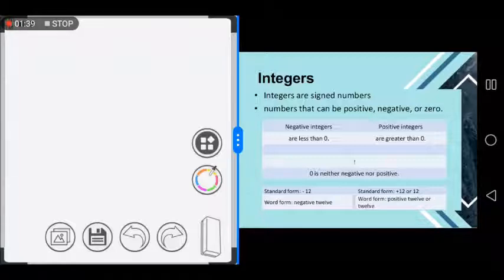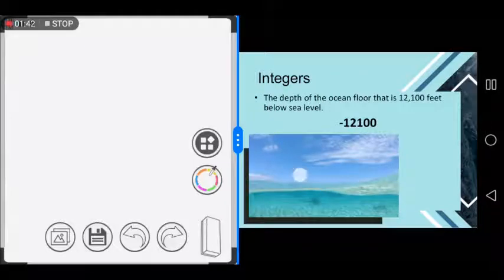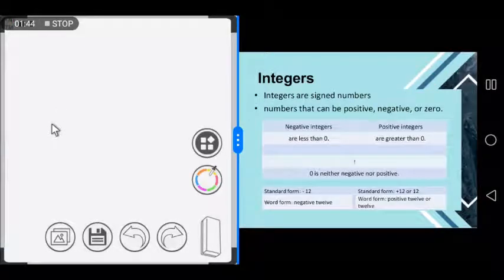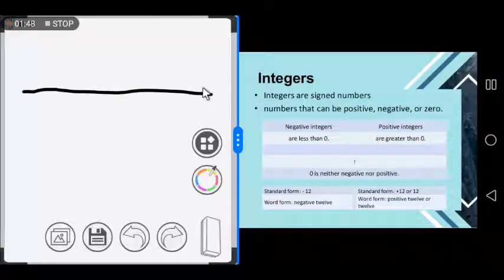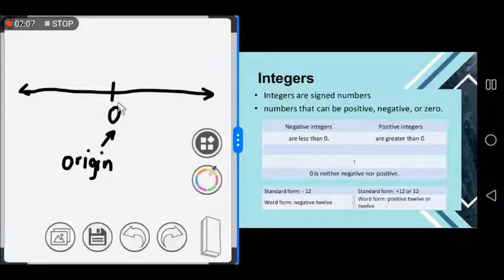So in our number line, if we are to illustrate, let's say this is our number line, okay? The point where these two, positive and negative numbers, merge is what we call 0. Now, this is called the origin. Okay, so our origin is 0.